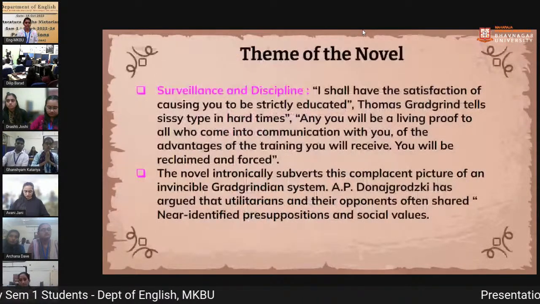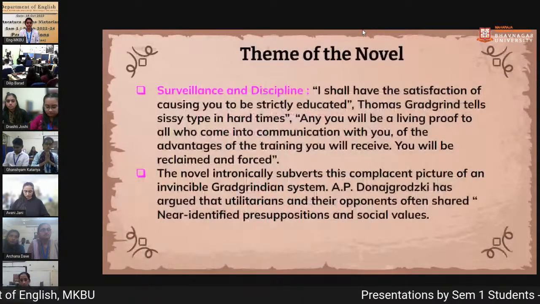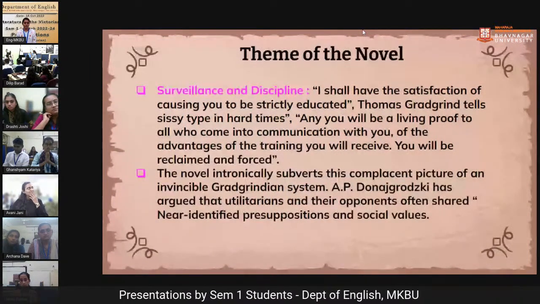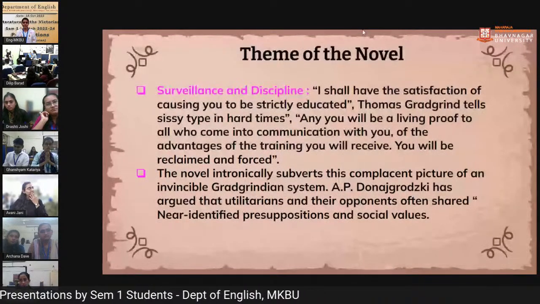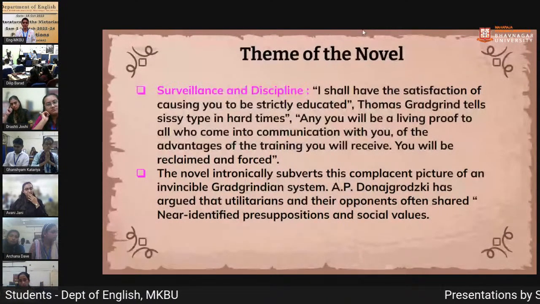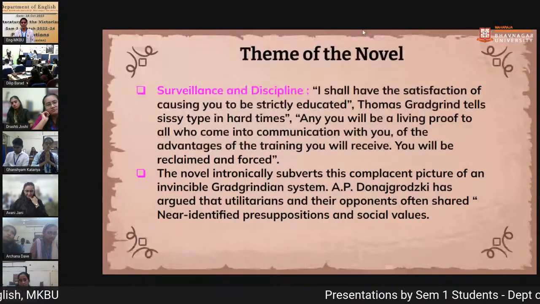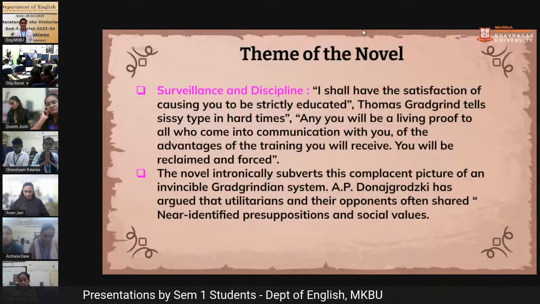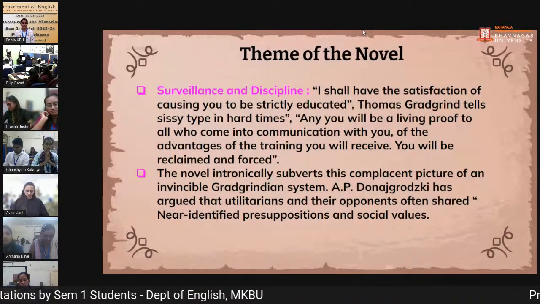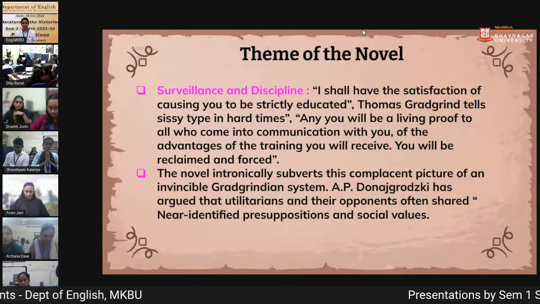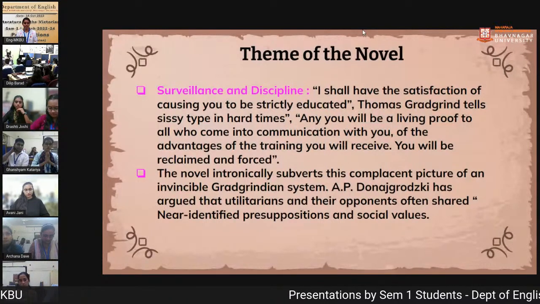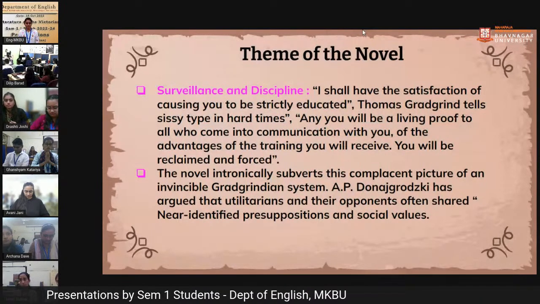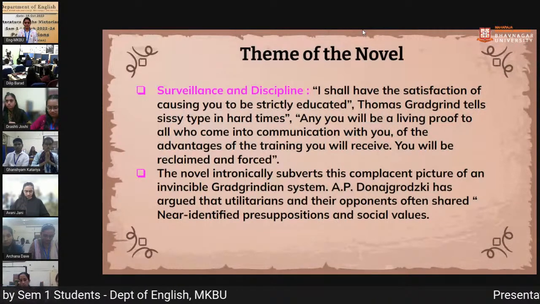A theme of the novel: surveillance and discipline. "I shall have the satisfaction of causing you to be strictly educated," Thomas Gradgrind tells Sissy Jupe in Hard Times. "You will be a living proof to all who come into communication with you of the advantages of the training you will receive. You will be reclaimed and forced." The novel ironically subverts this complacent picture of an invincible Gradgrindian system.